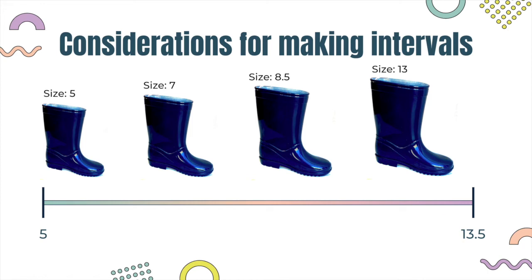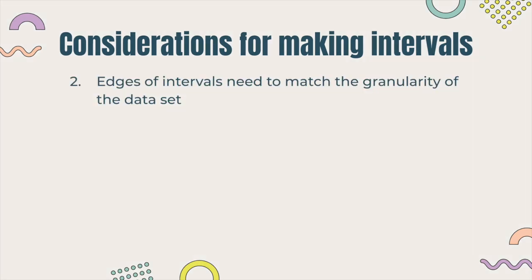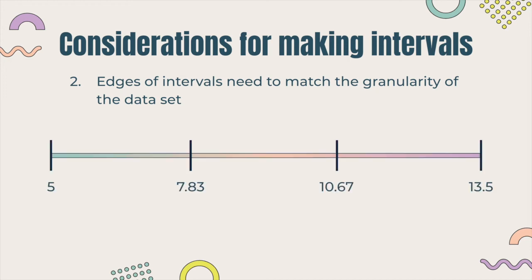But is adding 0.5 enough? Let's see what happens next. The second consideration is that the edges of intervals need to match the granularity of the dataset. So let's get back to our shoe size example.